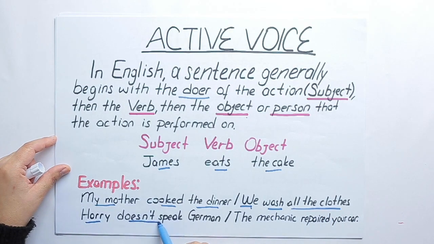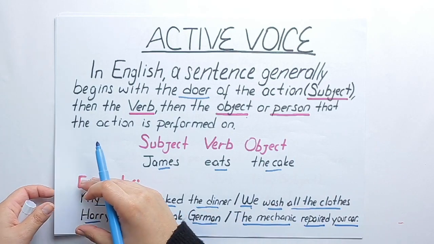Harry doesn't speak German. This is a negative sentence. The order doesn't change. Harry is my subject. Doesn't speak is the verb with the auxiliary verb, and German is my object. And the last example for this part: the mechanic, which is my subject, repaired, my verb, and your car is the object of the sentence.